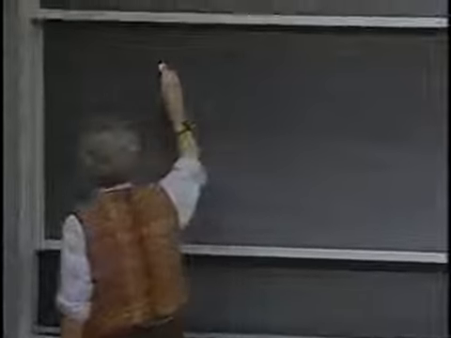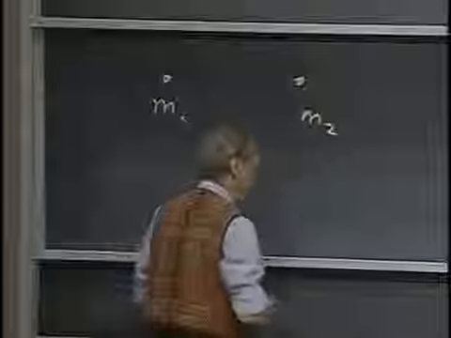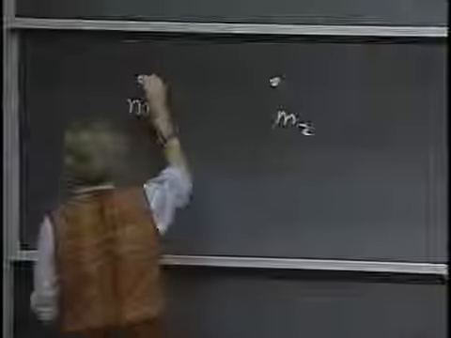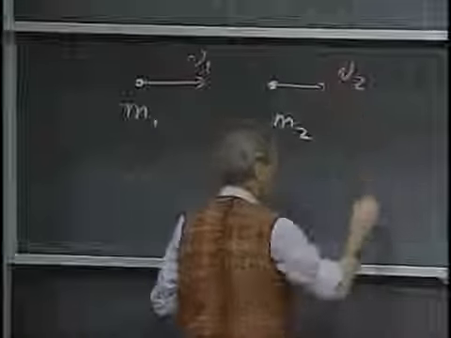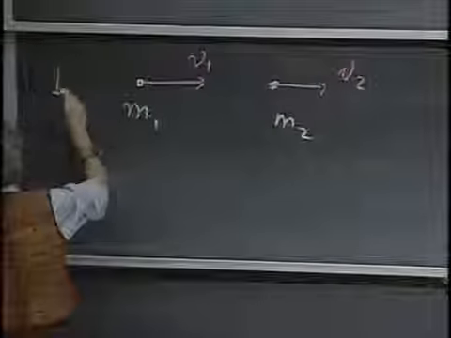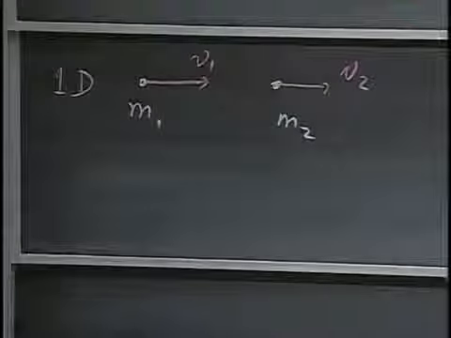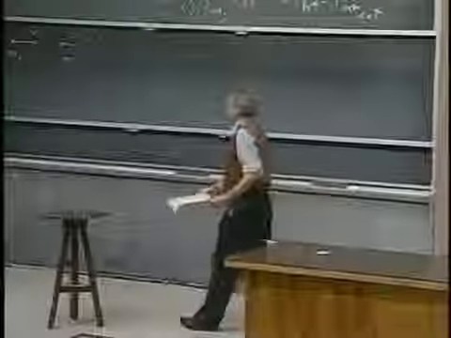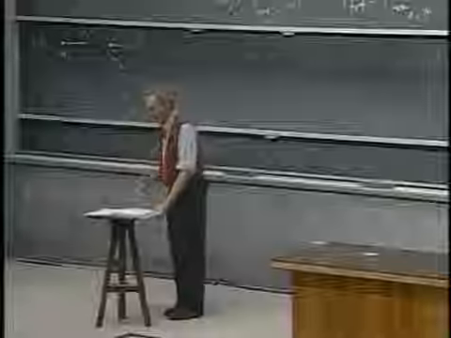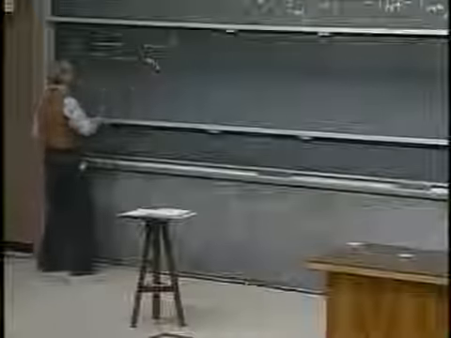I would have an object here that has mass m1, and here I have m2. Let this one have a velocity v1, and this one has a velocity v2. A one-dimensional problem, just as a warm-up. They plow into each other, and they stick together. I put some glue on one, and so they stick together. That's a given. You have to accept that. Let this be the direction of increasing x.